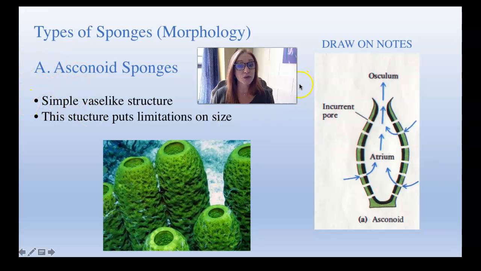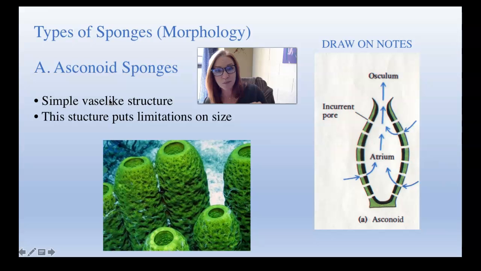Asconoid sponges. So you should pause me and draw this. Are you back? Okay. So asconoid sponges are the simple vase-like structures, and these guys are a little bit smaller.